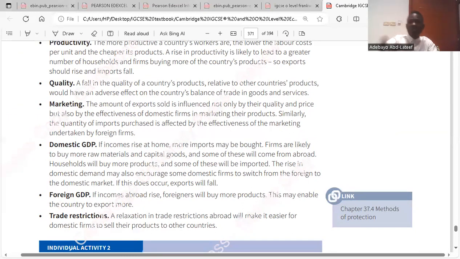If GDP of the country increases, you will do more of imports because there's money. Did you get the point they're making here? Yeah. You will do more of imports. But the problem is that they said here, the rise in domestic demand may also encourage some domestic firms to switch from the foreign to domestic markets. If this occurs, export will fall.